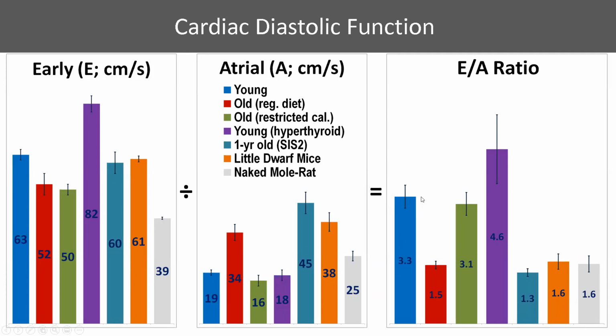You can see in the young mice, they have a nice relaxation. If you go to old mice, the E/A ratio starts to decrease. One of the things in the study that I discussed when I was showing aortic data is that in calorie restricted old mice, the systolic function did not improve, but we saw a huge improvement in diastolic function in calorie restricted mice.